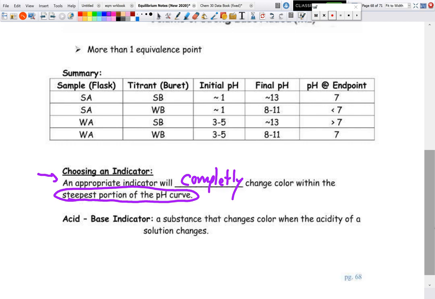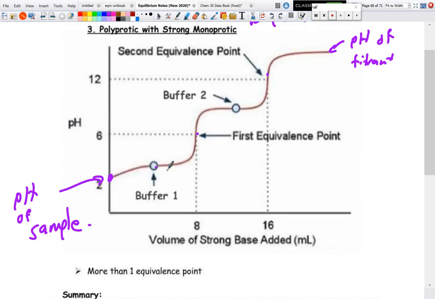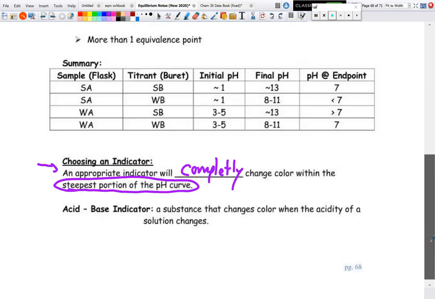And the reason for that is, if you can imagine, if you had an indicator that changed over a wide pH range, notice how much volume you need to add, whereas if we get an indicator that changes basically right around 6, there's very little volume of titrant added here, so we're going to get a very, very sharp change in color over a very small amount of titrant added. So that's what we're looking for.